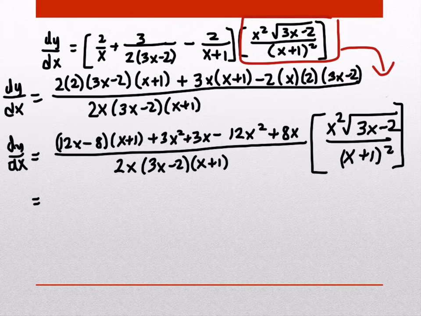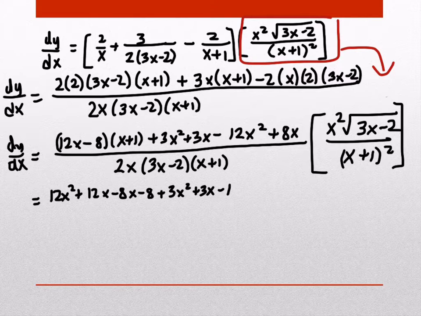So let me write these out. I've got 12x squared minus 12x. I'm sorry, not minus, plus 12x. Then minus an 8x and minus an 8, plus 3x squared plus 3x. Is that going to be a negative 12x squared? Where did I get this 12x? The outer term's 12x times the 1. First, then outer, inner and last.